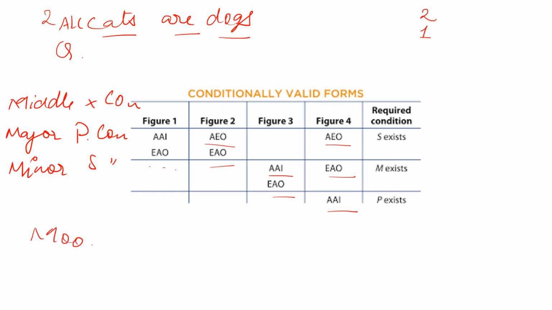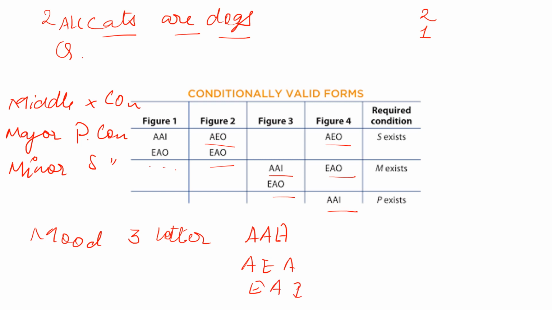A mood is a 3-letter string, like AAA. So AAA is a mood of a syllogistic form. It could be A, E, A also, E, A, I also. So like this, there could be different moods.